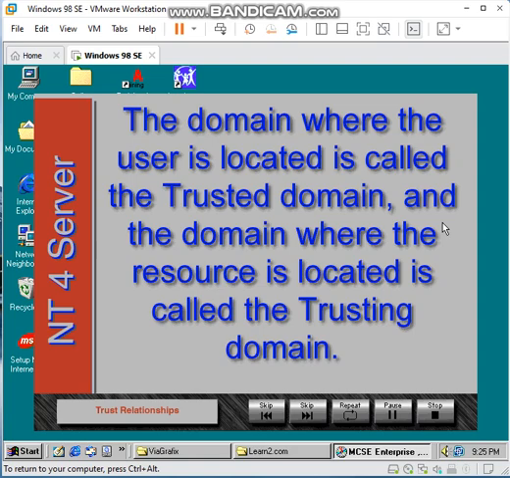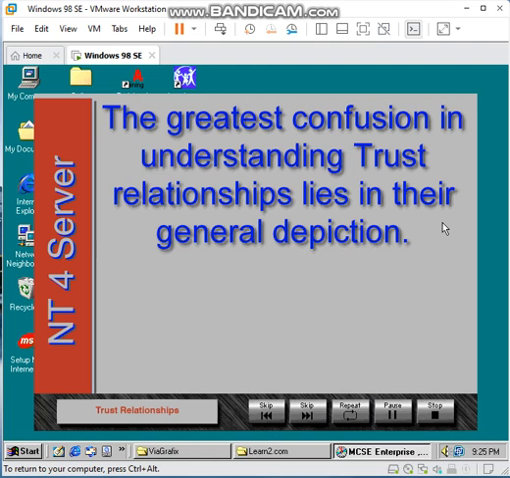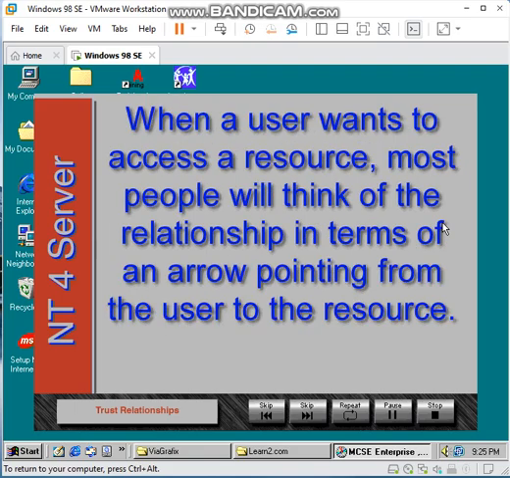The domain where the user is located is called the trusted domain, and the domain where the resource is located is called the trusting domain. The greatest confusion in understanding trust relationships lies in their general depiction. When a user wants to access a resource, most people will think of the relationship in terms of an arrow pointing from the user to the resource.